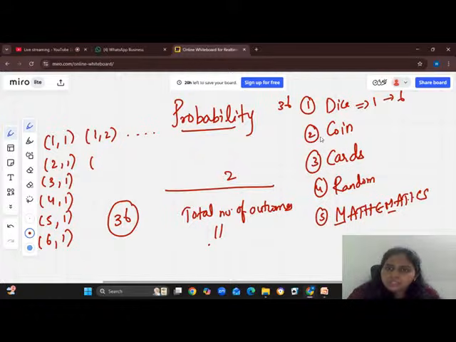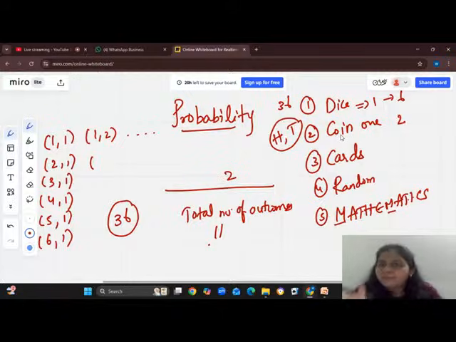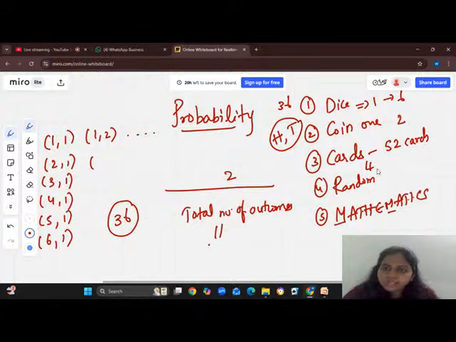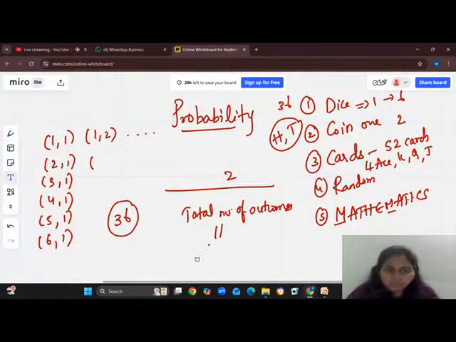Coming to the coin, if it is only one coin, we have only two outcomes, that is head or tail. Sometimes they will ask you 2 coins, 3 coins, or 4 coins. In such cases, you have to be very careful. Based on the number of coins only, you have to solve the probability. And coming to the cards, there are a total of 52 cards. In these 52 cards, there will be 4 A's, king, queen, and jack. Let me write neatly.